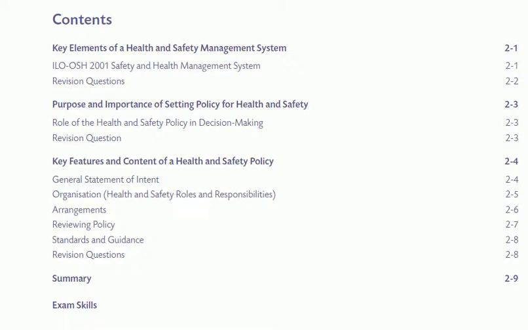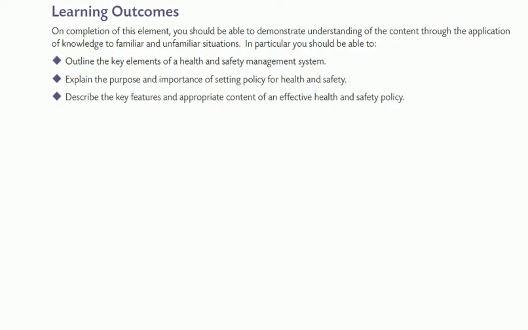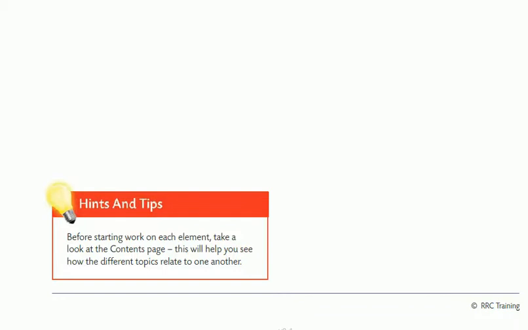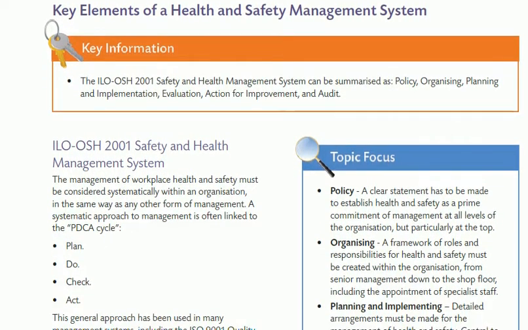Okay, so let's begin. Now, the ILO Occupational Safety and Health 2001 management system can be summarized as policy, organizing, planning and implementation, evaluation, action for improvement, and then auditing. Just like I said, we have them. And then the management of workplace health and safety must be considered systematically within an organization in the same way as any other form of management.